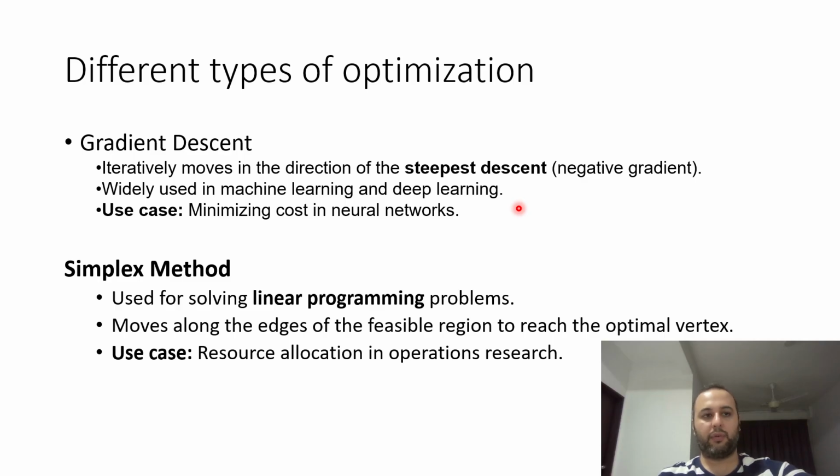Okay, different types of optimization. We have many types of optimization. The most conventional one is gradient descent, which is iterative, and it works. It moves toward the directions going to the optimal points. The simplex method, that you are familiar with, is a part of linear programming problems. It moves along the edge of the feasible region to reach the optimal vertex.